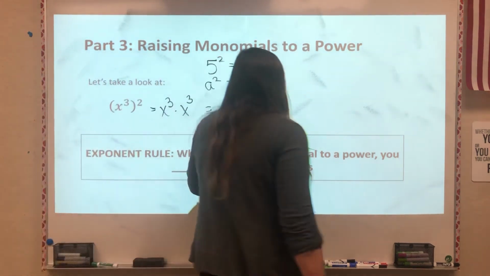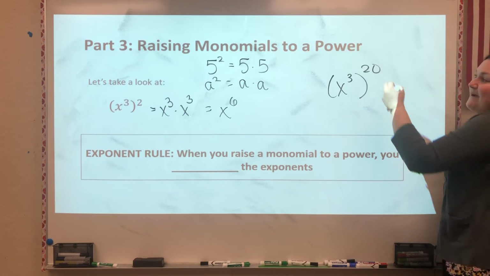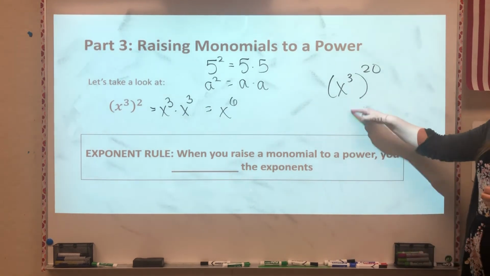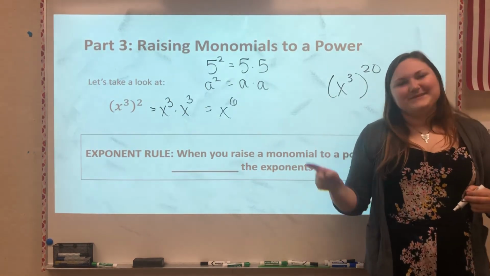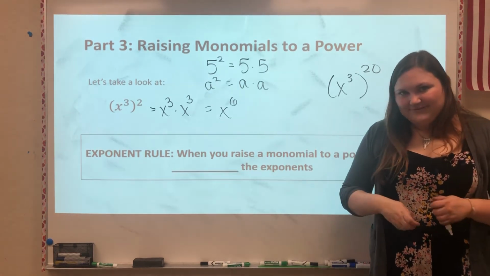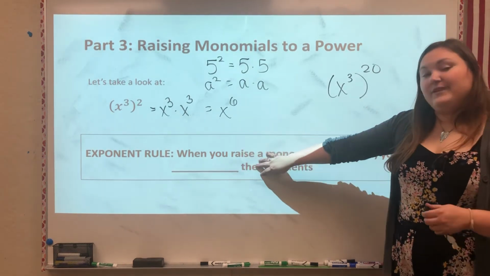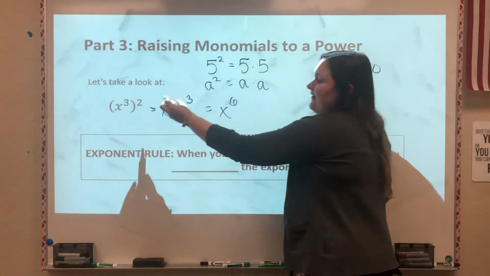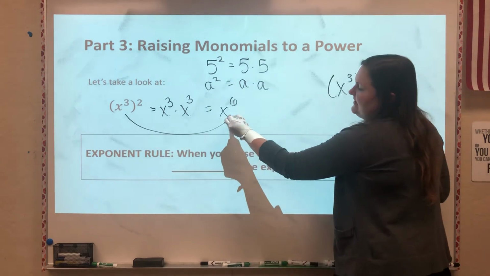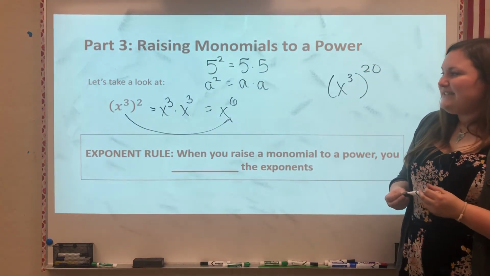Well, I could have changed that problem to be x cubed to the 20th power. What would that mean? Well, it would mean x cubed times x cubed times x cubed times x cubed 20 times. I don't want to have to write that down. So just like all of these problems, there is an exponent rule that you could use to get from this to this without having to write out what it looks like. Do you see what that rule is?